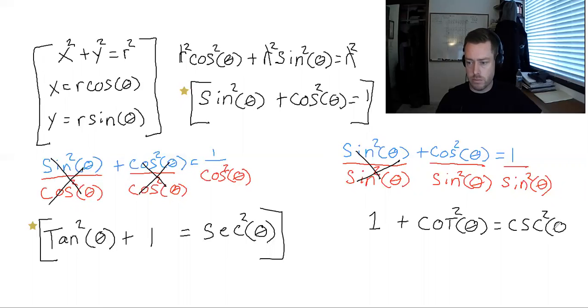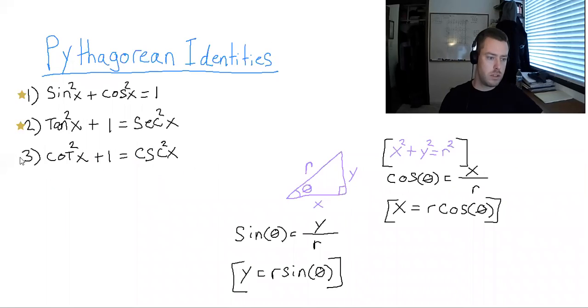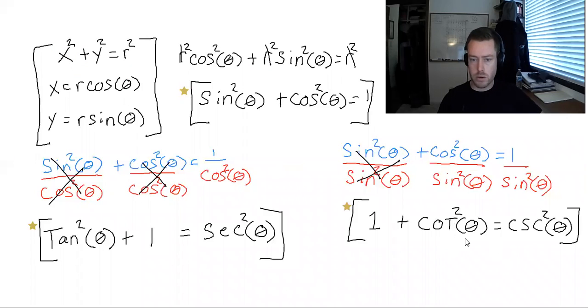Now you should ask yourself, does this look somewhat similar to this guy? It does. You see the 1 happens to be here and our cotangent squared happens to be over there, but it's really nothing. You could rearrange those terms and you're pretty solid. And that is the Pythagorean identities.